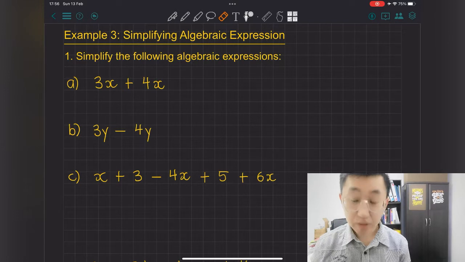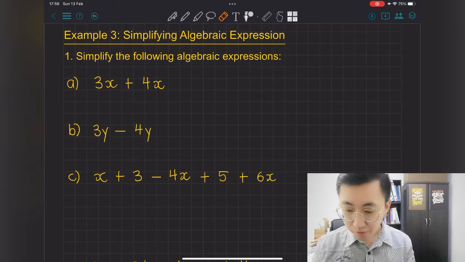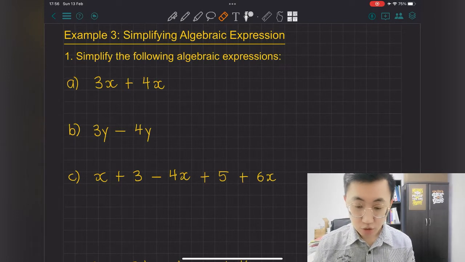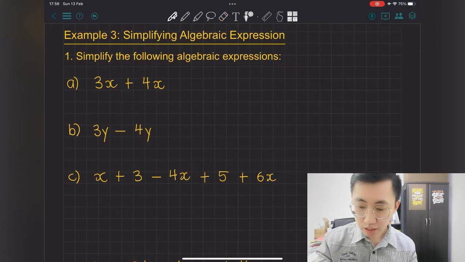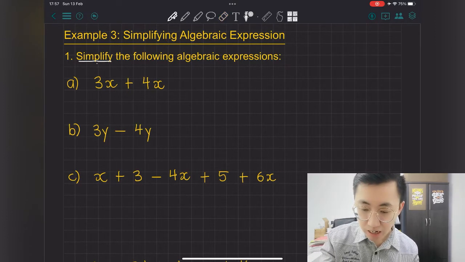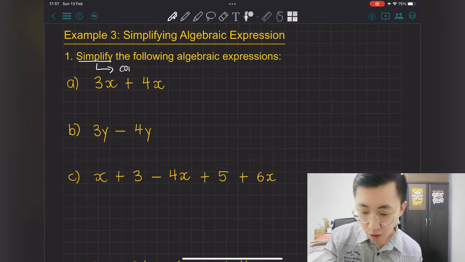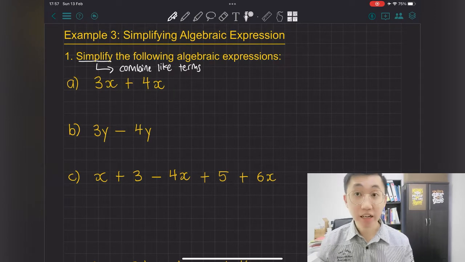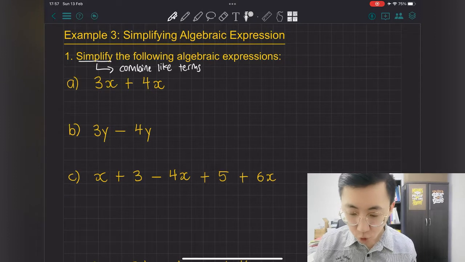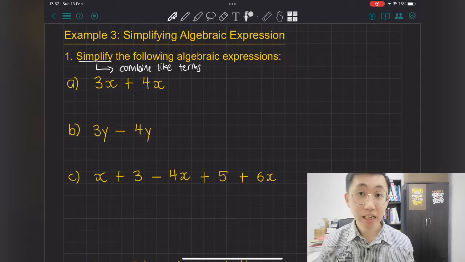Okay, example 3. Simplify algebraic expression. So the question is, simplify the following algebraic expression. So the meaning of simplify here means you combine the like terms. So you combine like terms. Alright, so let's do question A. 3x plus 4x. Now they are the same family, you combine them.